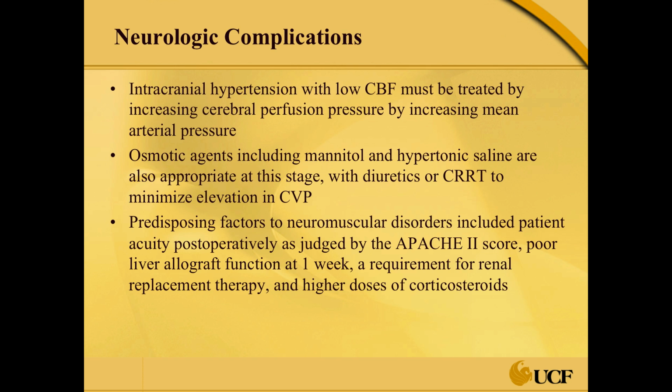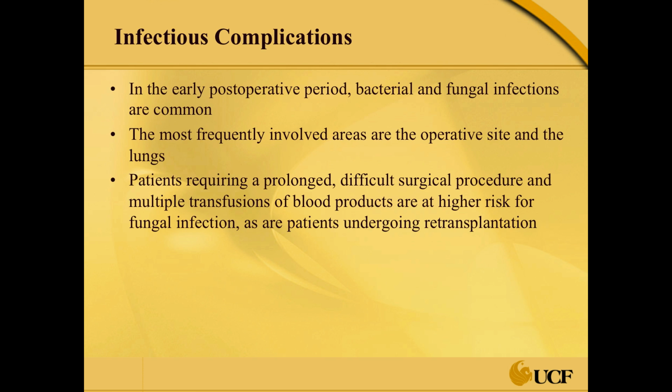Predisposing factors to neuromuscular disorders include patient acuity post-op as judged by the APACHE II score, poor liver allograft function at 1 week, a requirement for renal replacement therapy, and needing higher dose corticosteroid therapy.